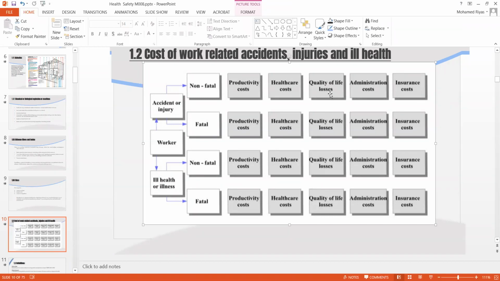And the fourth one is the administration cost. This could fall under many categories, such as dealing with legal cases, contractual matters, and dealing with the insurance company. All this comes under administration cost. And the final one is the insurance cost. Eventually you need to pay a higher premium if you experience a high number of cases of injuries and ill health. So these are the costs the company would suffer if there is any work-related accident, injury, ill health or even death.